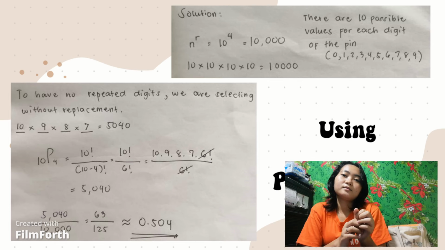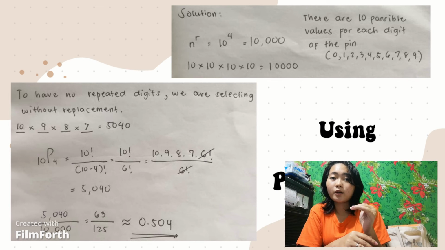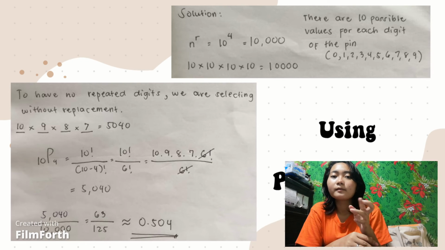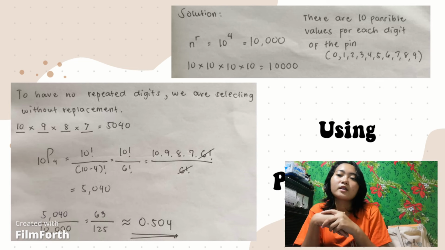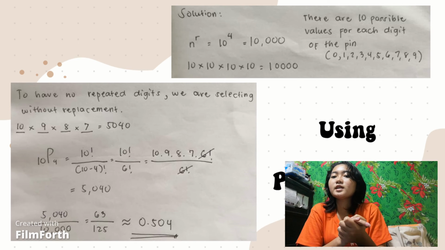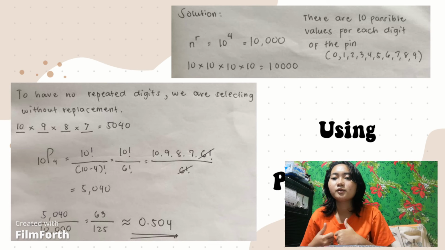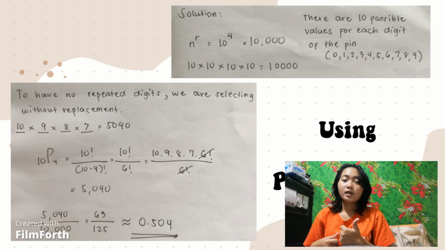But that's not the end. So 5,040, that's our numerator. That's the number of times the event occurs, over 10,000, the total number of trials. And then you reduce, which is 63 over 125, which is approximately 0.504. That's how you use permutations in probabilities.